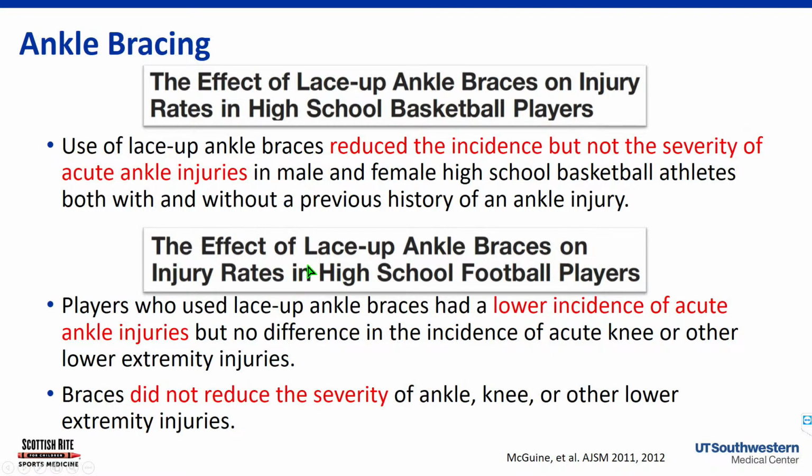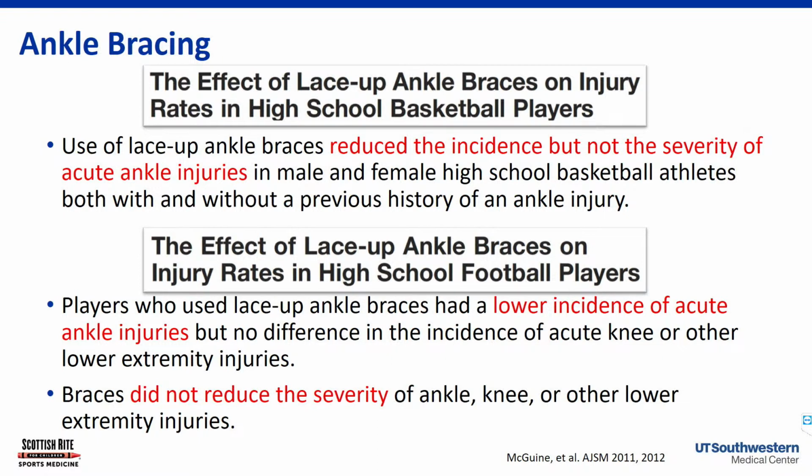And both of them found a significant decrease in the incidence, meaning the occurrence, of ankle sprains in the group that was braced. When they did get hurt, they were about the same in terms of how long they were out. It's about a week. They got back, most of these, fairly mild. But in the basketball players, it was about a third.